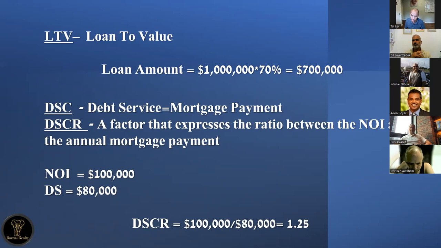Why is that important? Because when the banks calculate the amount of mortgage and your payment, they would like this factor to be 1.2 or above.